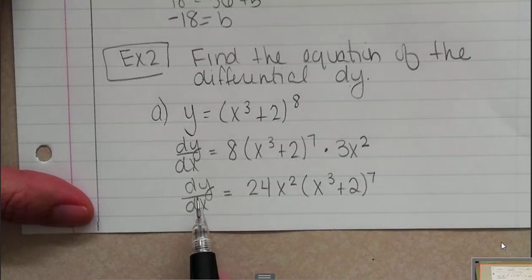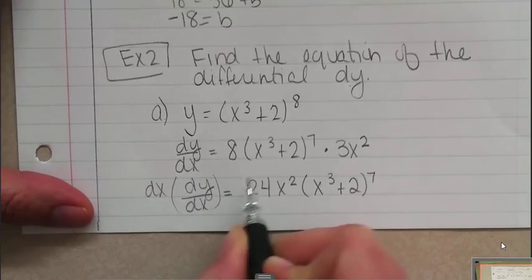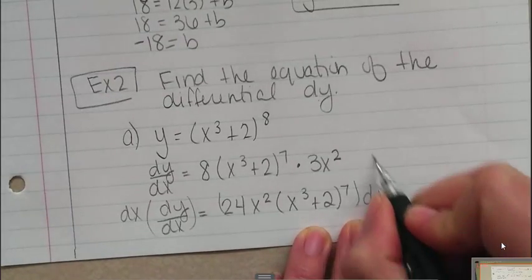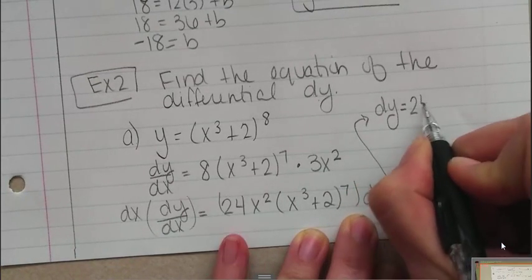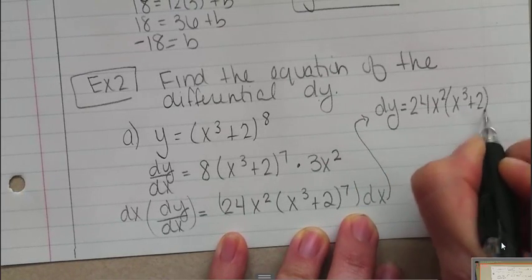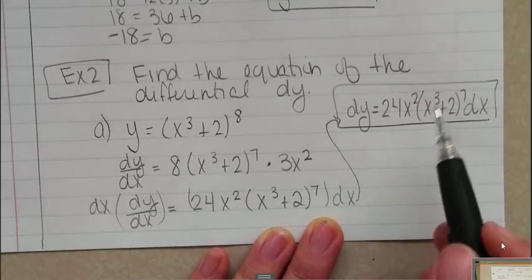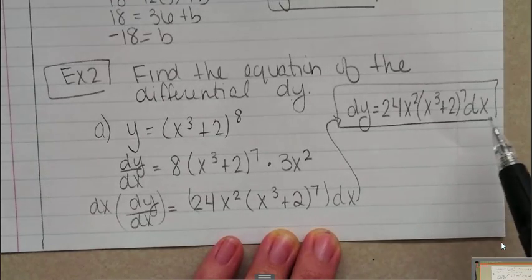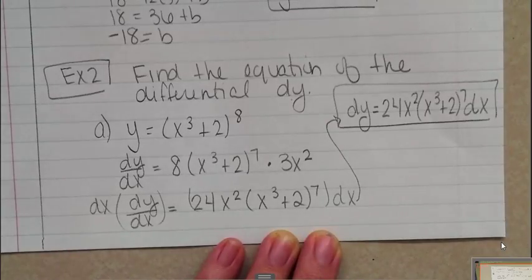And now I want dy all by itself. So now I'm going to multiply both sides by that dx. It's that simple. Okay, so for my final answer, dy equals 24x squared times x cubed plus 2 to the 7th dx. Now this becomes important because you're going to be given a differential and you're going to have to get back to maybe the derivative or to the original function.